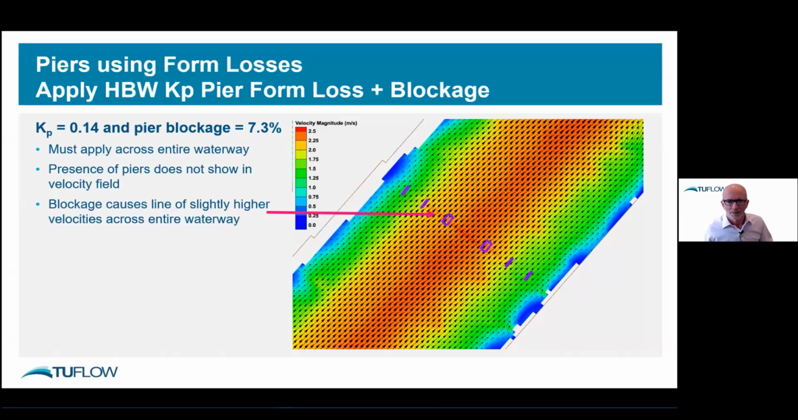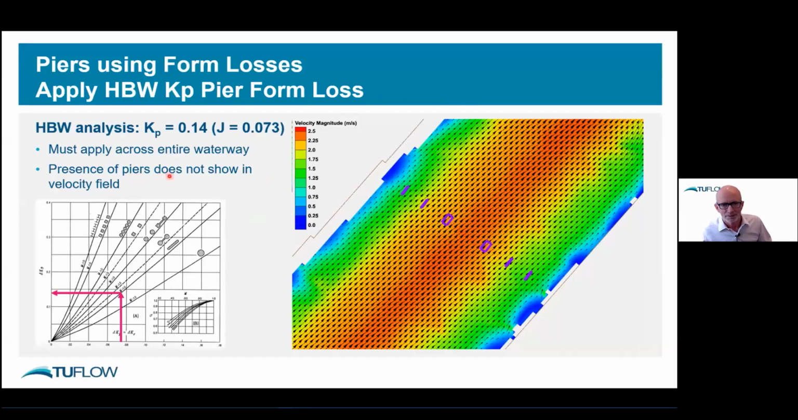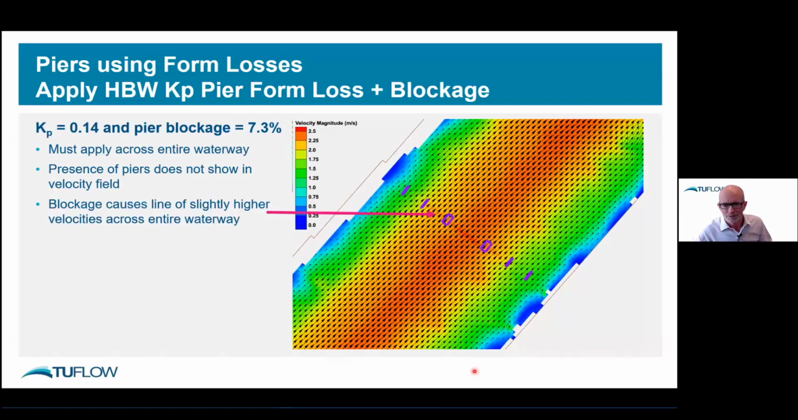And if we do that, the presence of piers, we don't really see the effect of the piers in here. So in fact, it's almost impossible to tell that you actually have applied that 0.14. Very hard to tell any difference, but we'll have a look at the profiles at the end. If we actually add the pier blockage to the model, once again applied across the whole waterway, you can just see there's a slightly darker red through there where that pier blockage is applied. But it is applied across the whole waterway, so it gives you a line of slightly higher velocities.